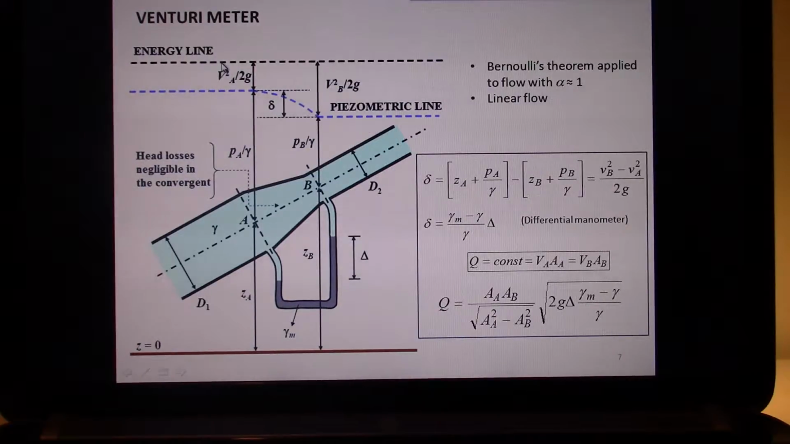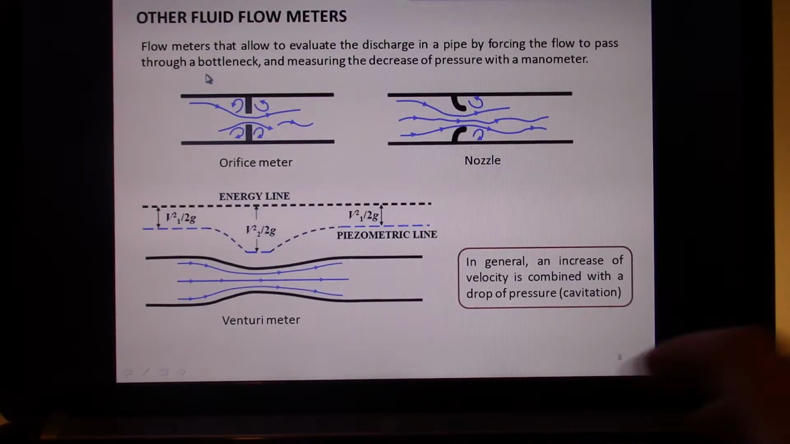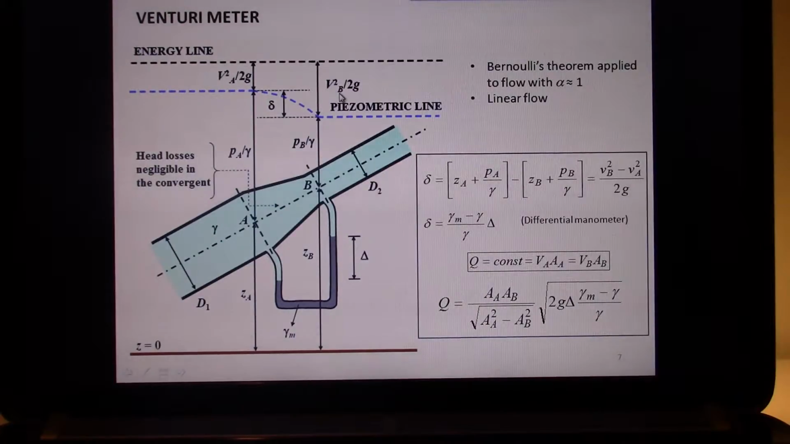So we are again assuming that your fluid is ideal, so the energy line or total head is constant. But your piezometric line, which is in some sense the total head minus the kinetic height, basically describes only Z plus P over gamma. And you see that your pressure decreases if the velocity increases.